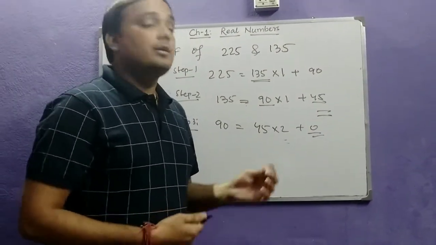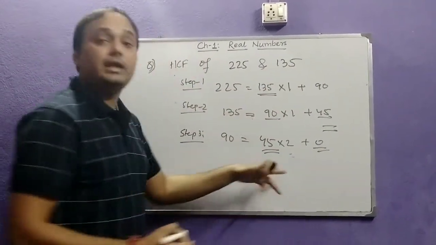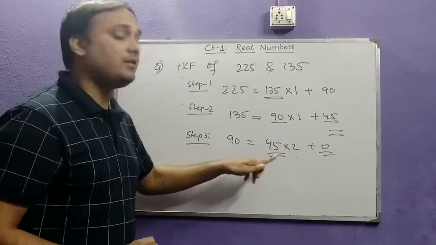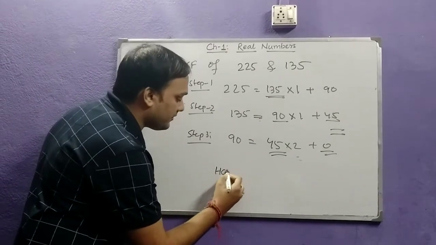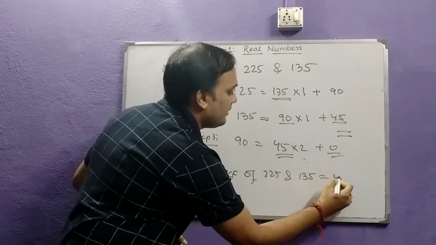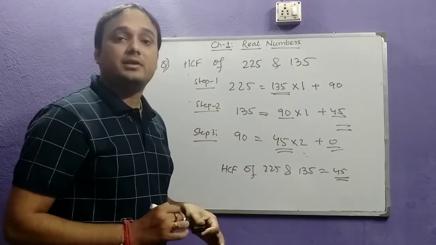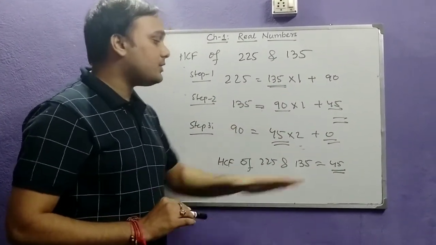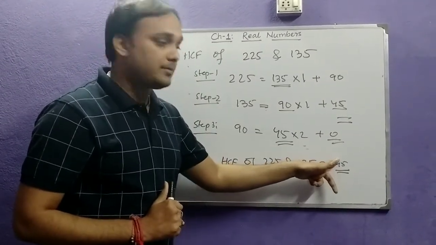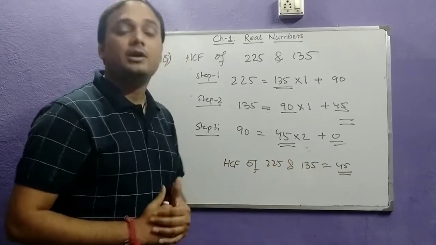And my answer, that is the HCF of these two numbers, will be the number present as divisor in the last step. What number is present as divisor in the last step? It's 45. So the HCF of 225 and 135 will be 45. Again I repeat, for your better understanding, follow this method step by step until you get 0 as remainder in the last step. At that step, whatever the divisor is, that will be your HCF.